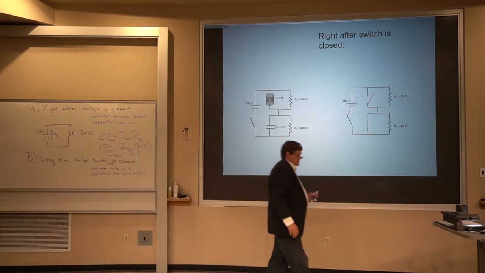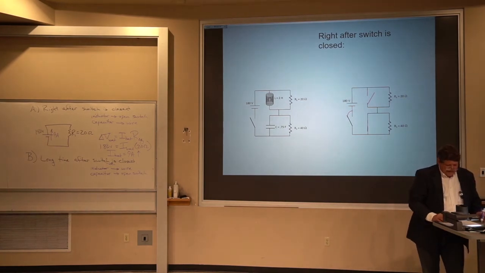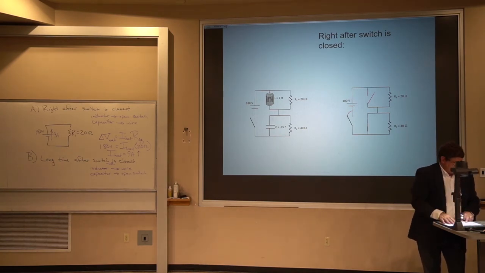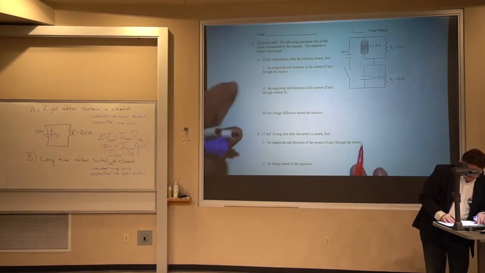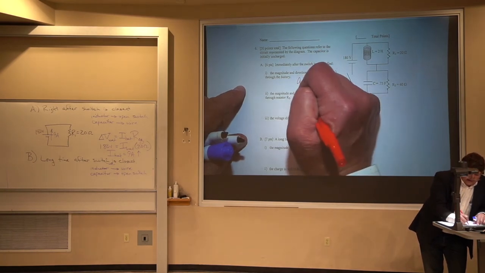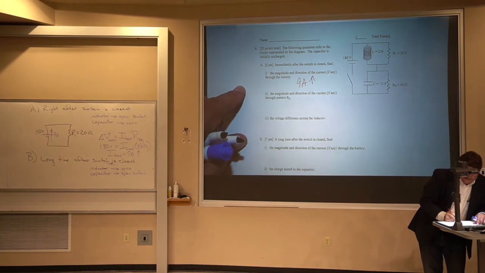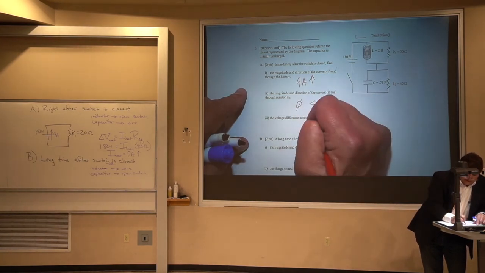Now, we're asked some questions here in the actual problem on your sample exam. The magnitude and direction of the current, if any, through the battery is 9 amps up. The magnitude and direction of the current through resistor R2 is 0. Why? Because it's shorted out.